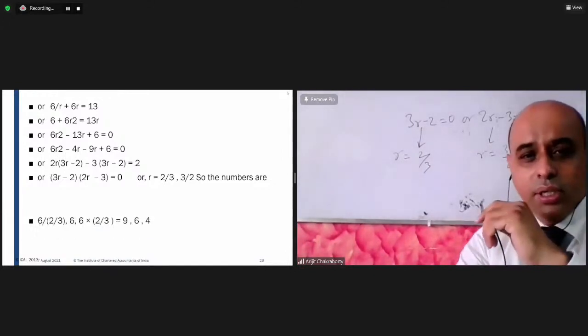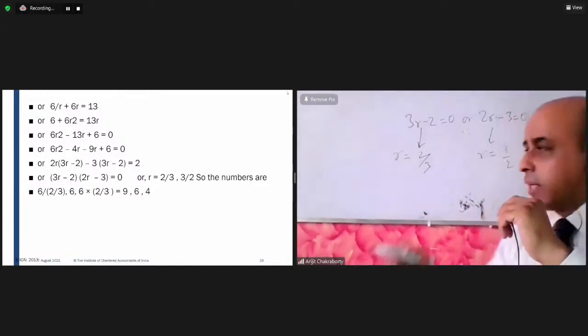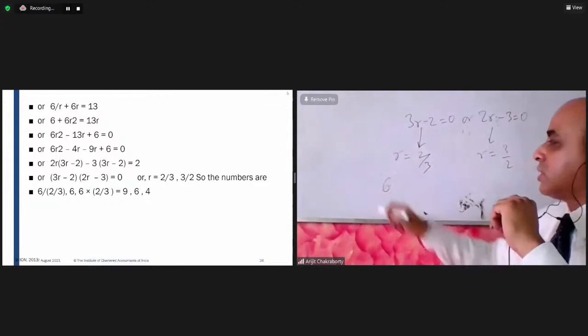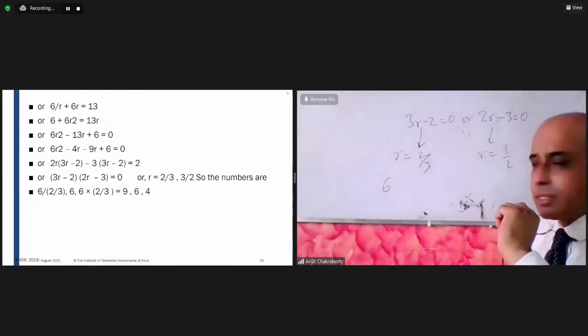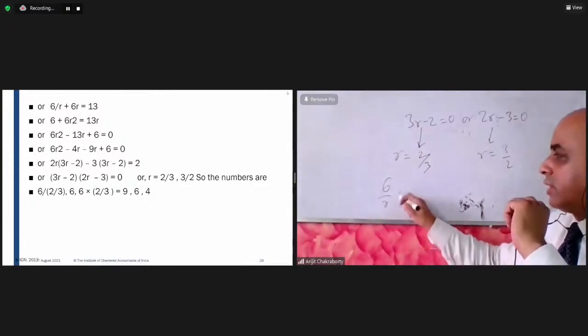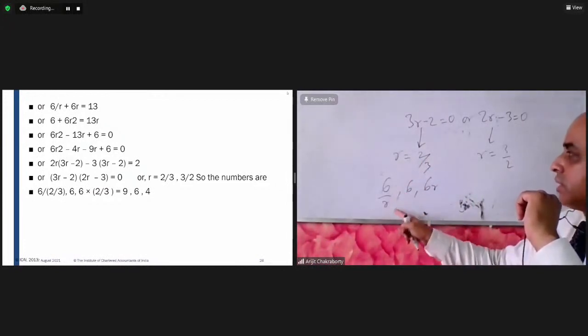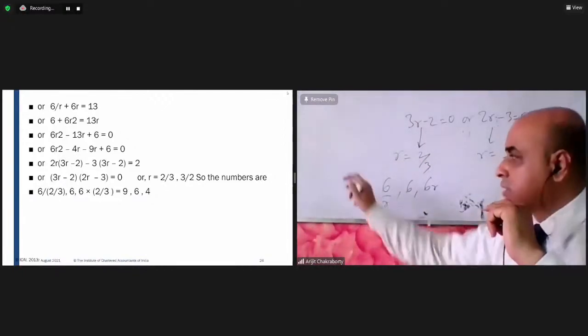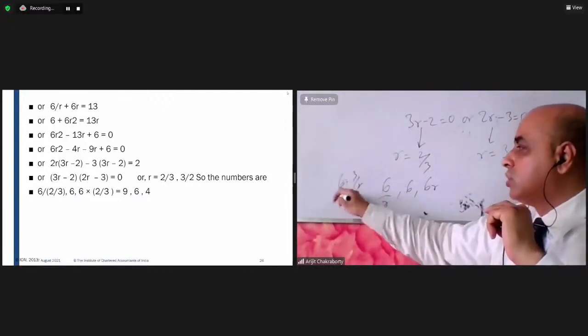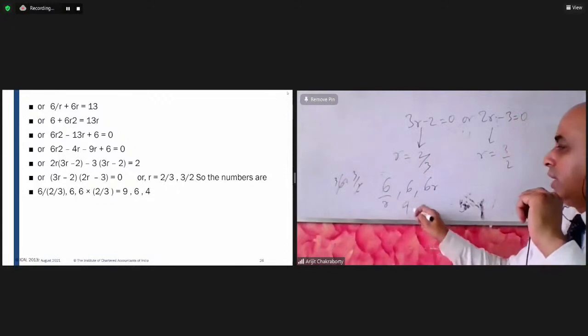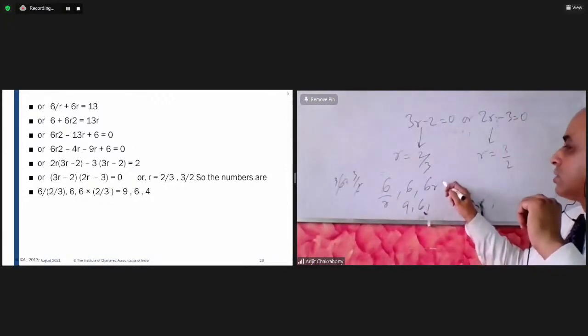So therefore, the numbers can be like this: 6 by R, first number. Next is 6, third is 6R. Just put R equal to 2 by 3 here. So what do we get? 6 divided by 2 by 3. That means 6 into 3 by 2. So it can be 9, 6, and 6 into 2 by 3 is 4.